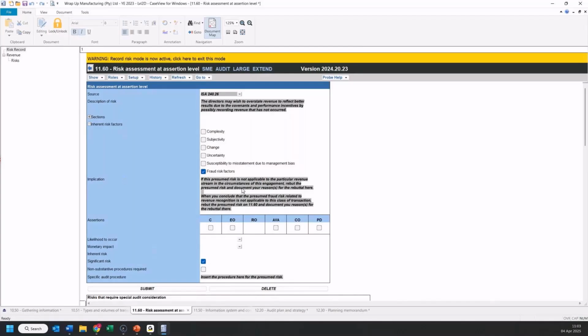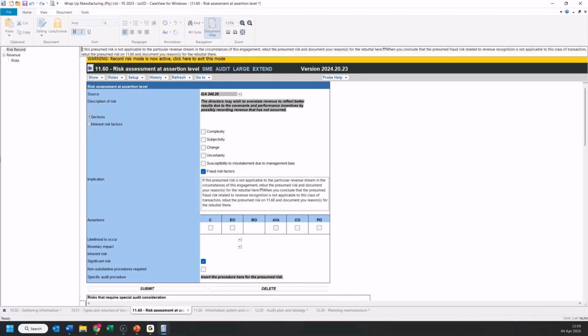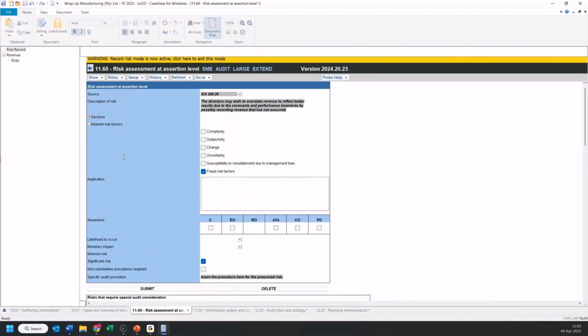Right, the implication. The guidance that's provided to you in the skeleton says that if this presumed risk is not applicable to a particular revenue stream, rebut the presumed risk and document your reasons for rebuttal. When you conclude the fraud risk related to revenue is not applicable to the class of transaction, rebut the presumed risk on 1160 and document your reasons here. We're not rebutting, we are actually recording the risk. So that was just guidance for us. We need to delete that. And we are going to actually document the implication in the implication cell.